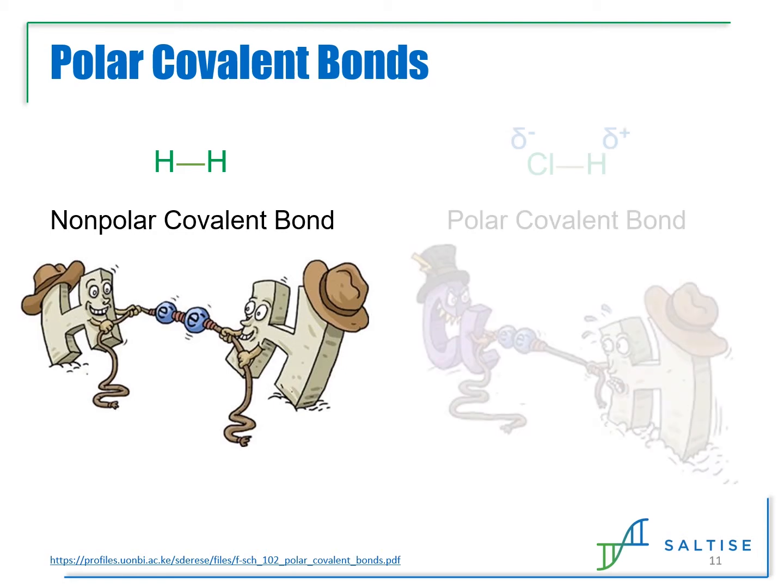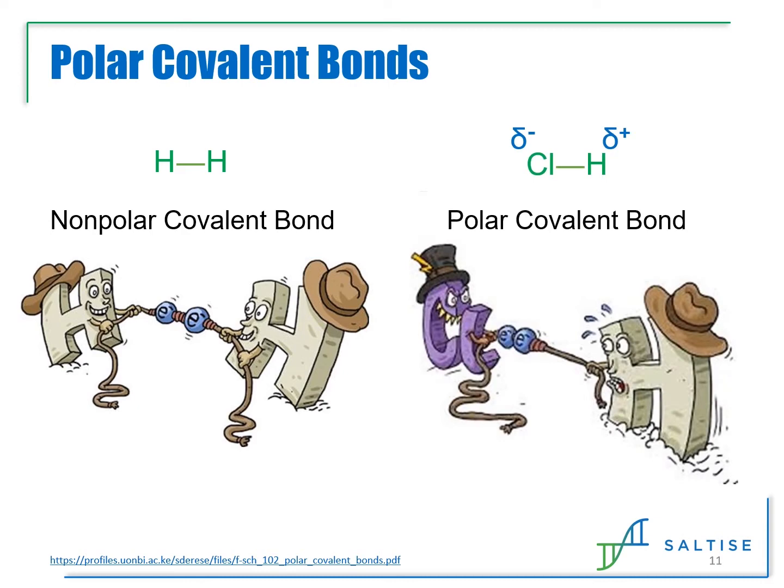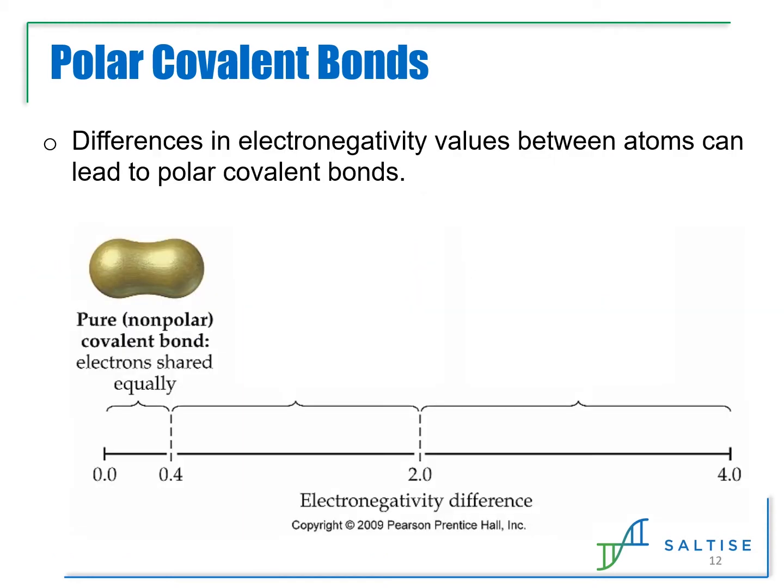In a polar covalent bond, one atom has a stronger pull for the electrons, which results in the unequal sharing of the electrons. In this example here, chlorine has a stronger pull than the hydrogen. Depending on the difference in electronegativity values between the atoms, the bond can be classified as nonpolar covalent or polar covalent. If the difference is 0.4 or less in the electronegativity values, the bond is considered nonpolar covalent, and so the electrons would be shared equally.